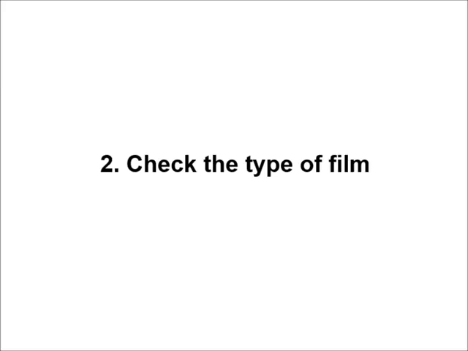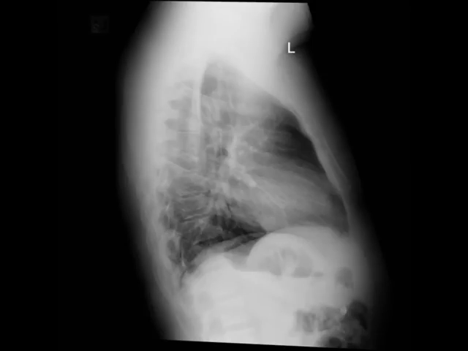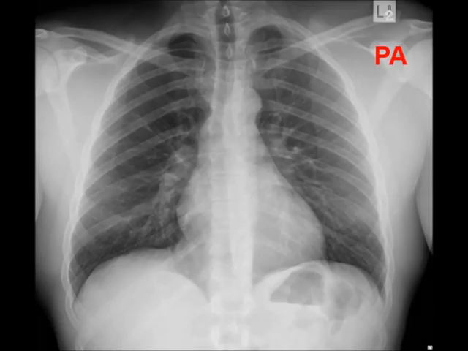2. Check the type of film. Often you will be told the type of film, but if not, there are clues you can look for. First, you want to know from which direction the X-ray was taken, PA, AP, or lateral. While a lateral film is easy to spot, differentiating between an AP and a PA requires a bit of Sherlock Holmes clue hunting. Look at the clavicles and scapular edges on this PA film.